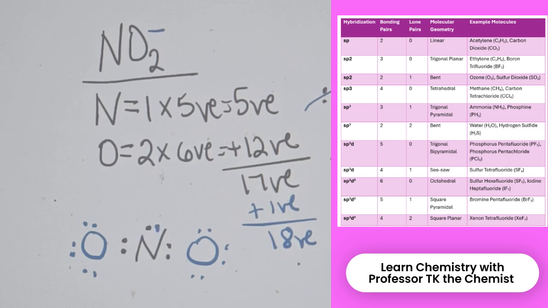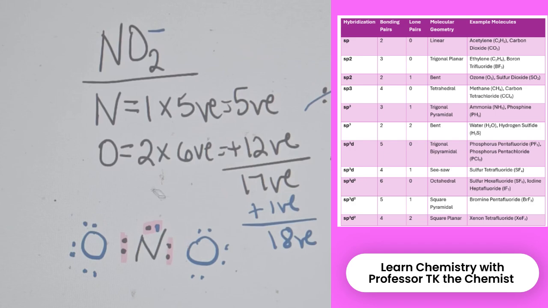But we ain't done. You're going to check to make sure that the element in the middle must have 8. 2, 4, 6. It only has 6. So nitrogen is complaining. Meanwhile, each of the oxygens has 8.